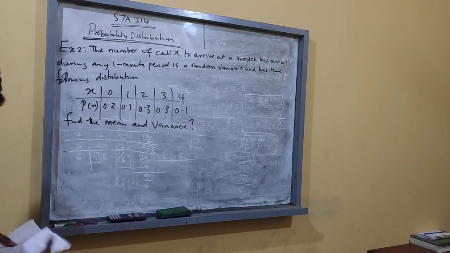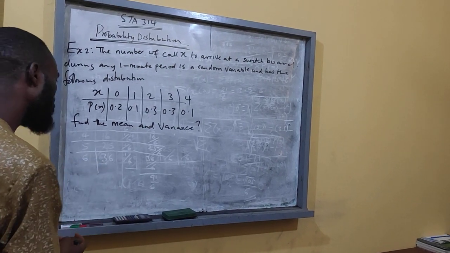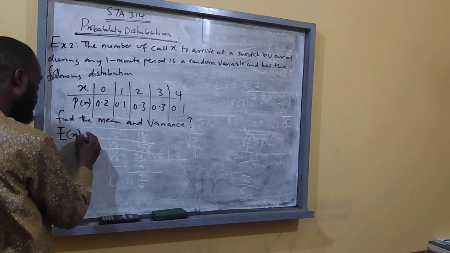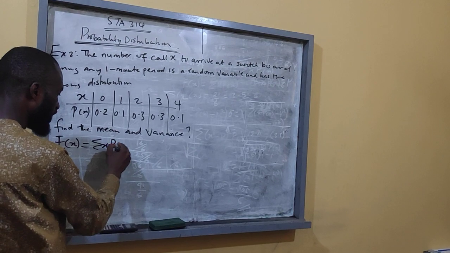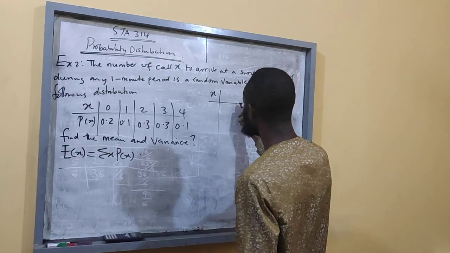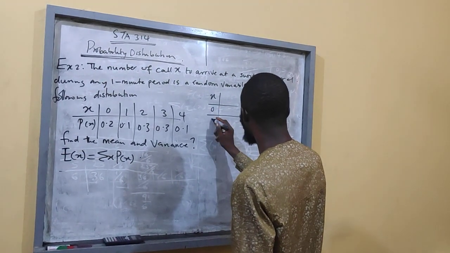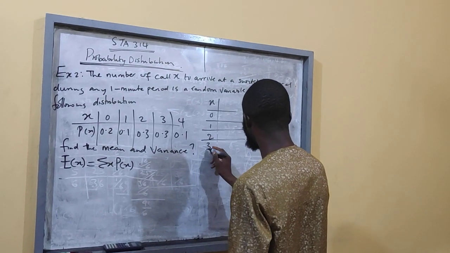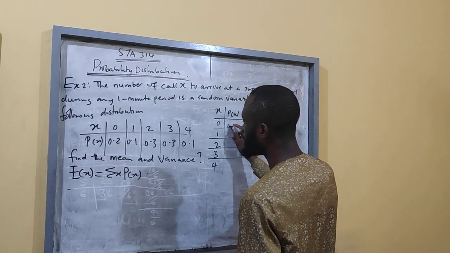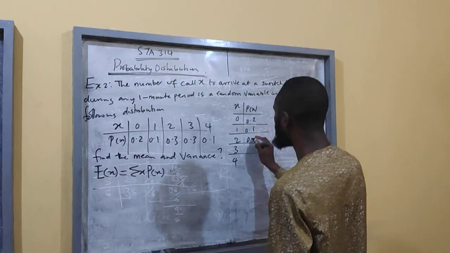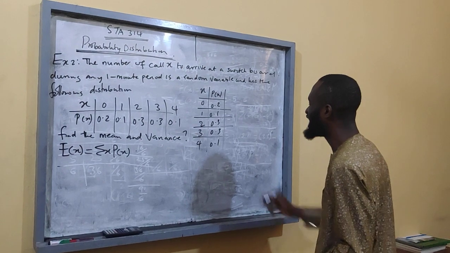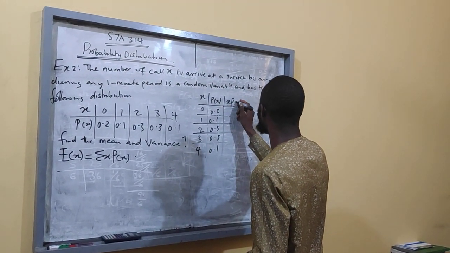Now, just the same way as we solved the first question. The mean, the expectation, the formula is: expectation of x is the summation of x times p of x. It means I'm going to create a column for x. My x is 0, 1, 2, 3, 4, and my p of x is 0.2, 0.1, 0.3, 0.3, 0.1. Then I need to get x times p of x.